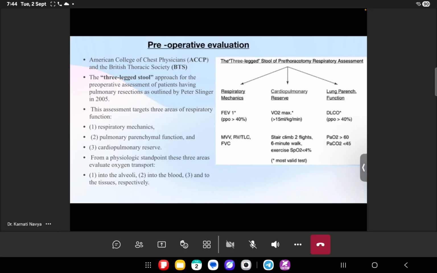This assessment usually targets three areas of respiratory function: the respiratory mechanics, pulmonary parenchymal function, and the cardiopulmonary reserve. From a physiological standpoint, these three areas evaluate the oxygen transport into the alveoli, into the blood, and to the tissues, respectively. The respiratory mechanics deals with the forced expiratory volume at 1 second and the lung volumes, and the cardiopulmonary reserve covers the maximum amount of oxygen used on exercise testing, the stair climb test with 2 flights, the 6-minute walk test, and exercise saturation of less than 4% variation. And the lung parenchymal testing is the diffusing lung capacity of carbon monoxide.